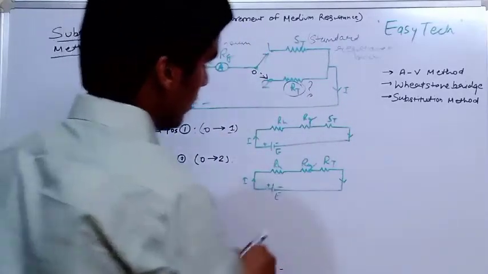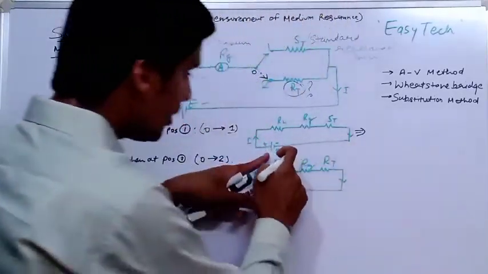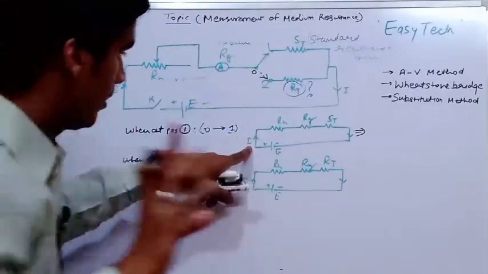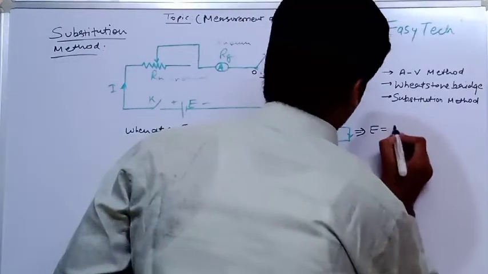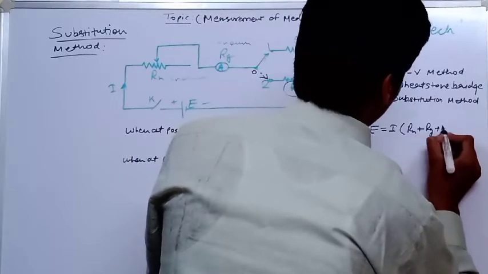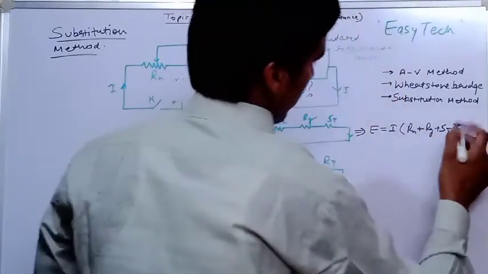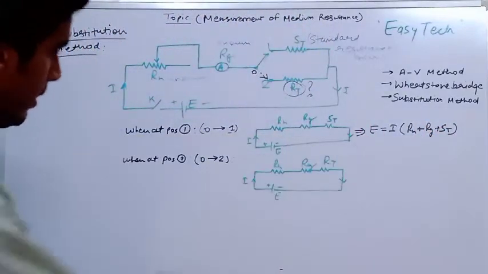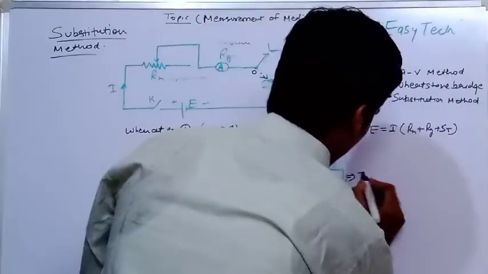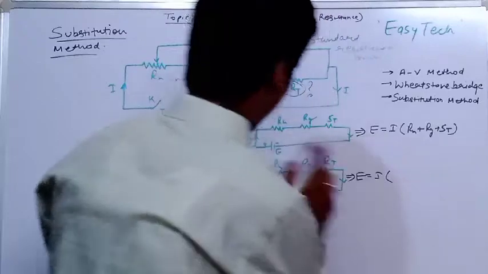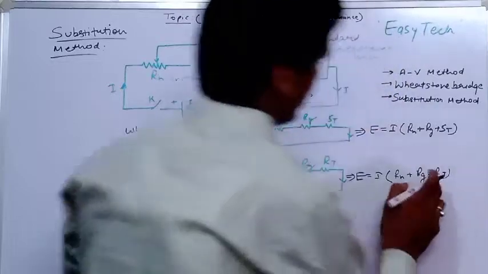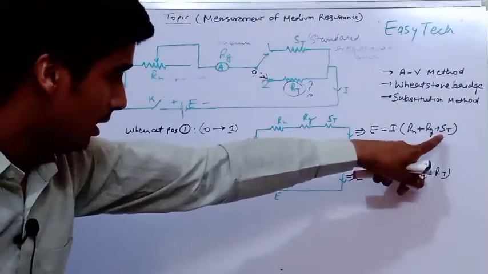The expression for this: E will be equivalent to the sum of the resistances multiplied by the current flowing into the circuit. That means E will be equivalent to I bracket sum of the resistances RH plus RG plus ST. Okay, you have to take down this expression, and in this circuit the expression will be again the voltage supply will be same. So E will be equivalent to the current value and sum of the resistances like RH plus RG plus RT. This is the unknown resistance, this is the known resistance, this is the standard resistance.